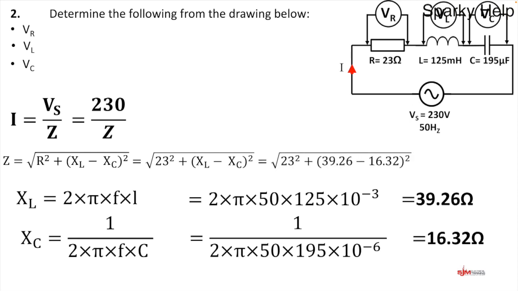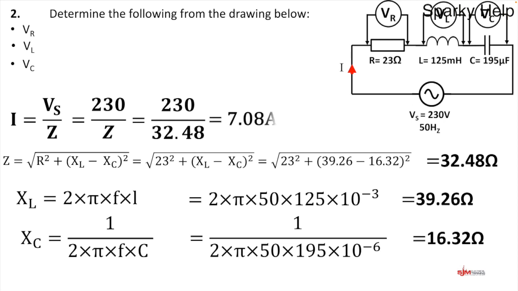These can now enter the formula above. And there's our 39.26 minus 16.32, and then square the answer to that. Just remember to use the brackets. And then that comes to a total impedance of 32.48. So we could replace all of that, that's equivalent to an ohmic value of 32.4, into our Ohm's law formula to work out the current flow in our series circuit, and that comes out as 7.08 of an amp.